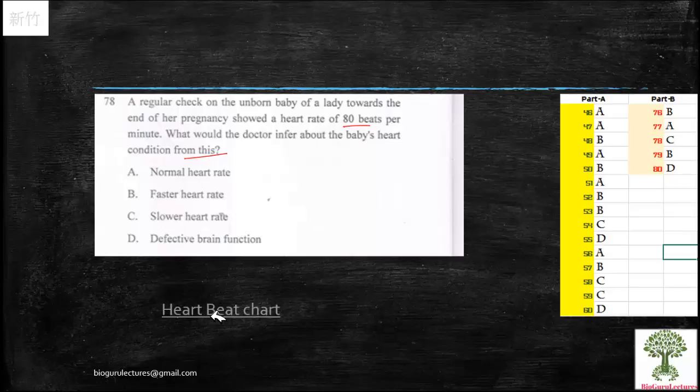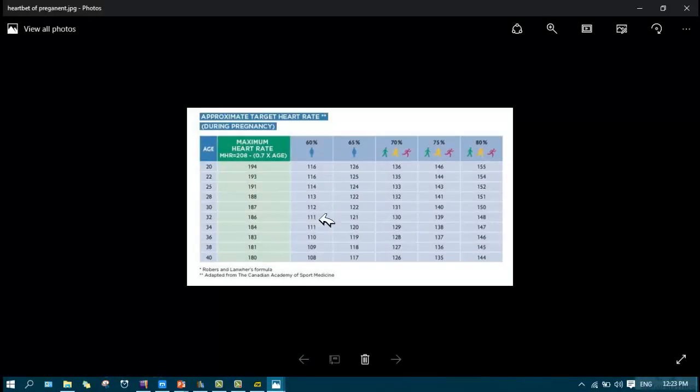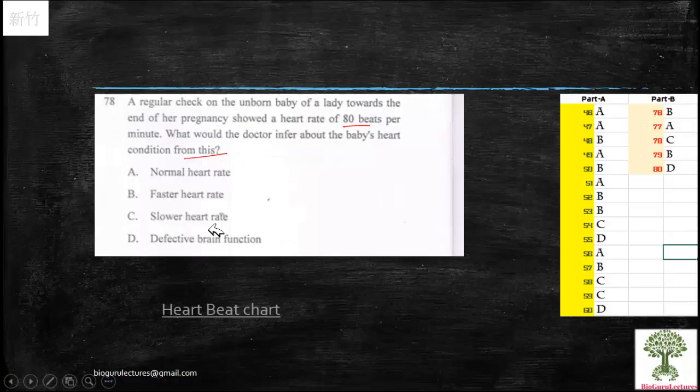or even 180 beats. Let's look at this chart so that we can understand it. You can see here the approximate target heart rate during pregnancy. Anywhere, you will not come across any 80 heartbeats. Hence the answer is 78, a slower heart rate, obviously.